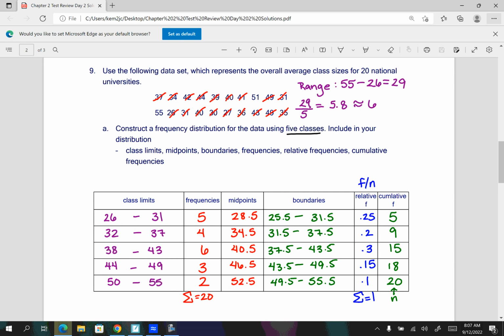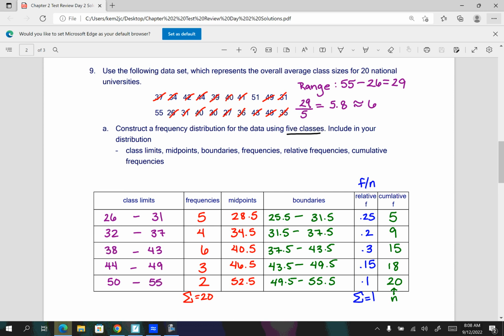So 20 here is the end value. Midpoints are just the middle of each class. Add up the ends and divide by 2. And again, those should increase by whatever your class width is. You can see all those are increasing by 6. Boundaries are just our classes extended by a half a unit in either direction. So a half a unit lower and a half a unit higher. Again, as you look down the columns, everything's increasing by 6. So check that as you go. That way, if one number's off, you can hopefully find it.